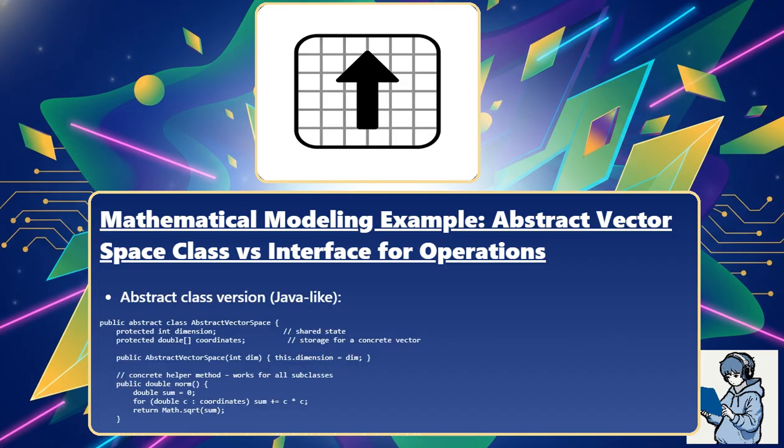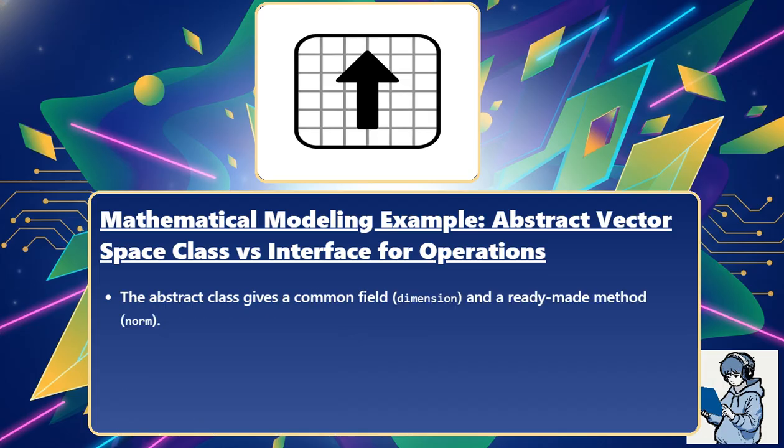public abstract class AbstractVectorSpace { protected int dimension; protected double[] coordinates; public AbstractVectorSpace(int dim) { this.dimension = dim; } public double norm() { double sum = 0; for each double c in coordinates, sum += c * c; return Math.sqrt(sum); } public abstract AbstractVectorSpace add(AbstractVectorSpace other); public abstract AbstractVectorSpace scalarMultiply(double scalar); } The abstract class gives a common field dimension and a ready-made method norm.